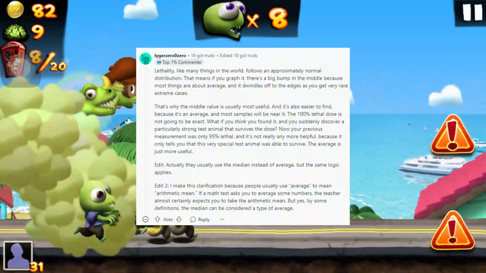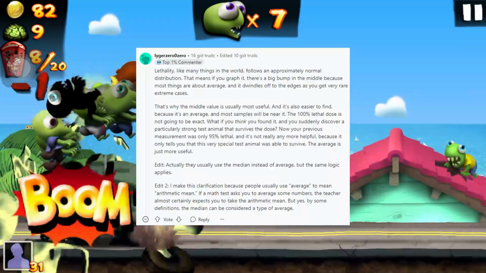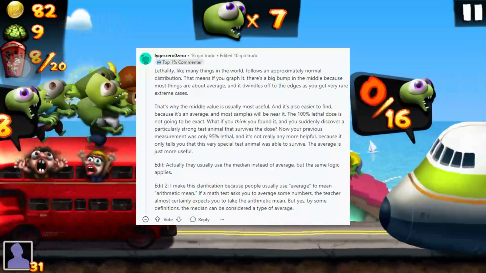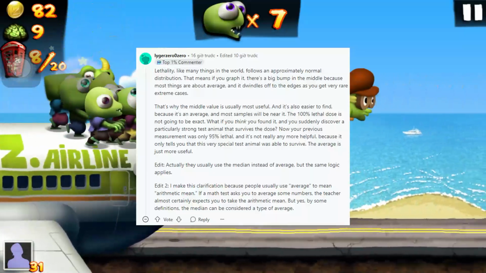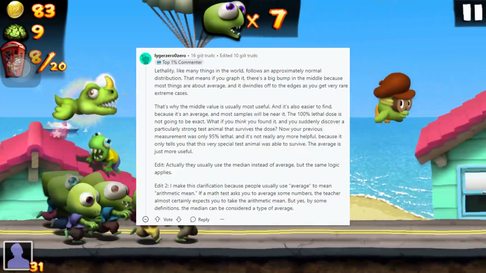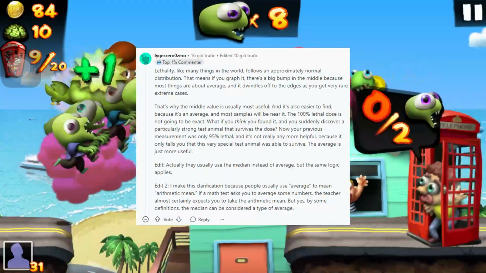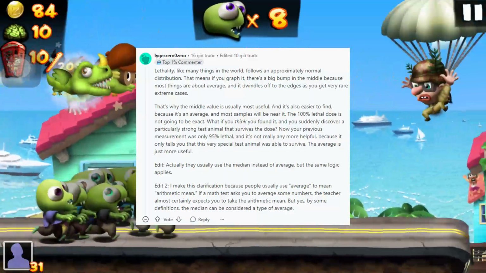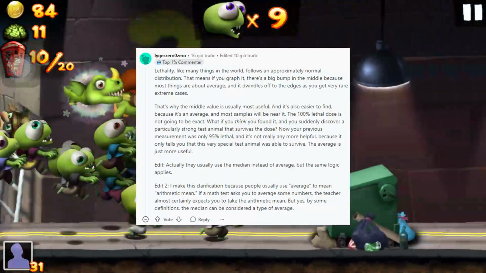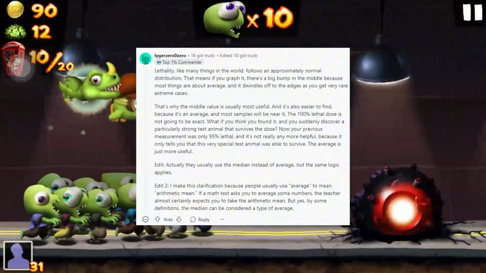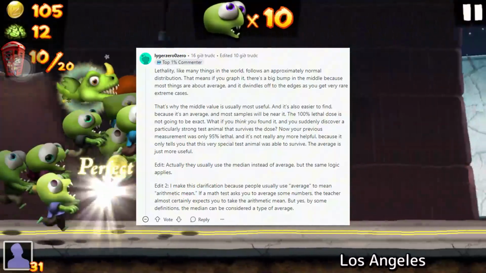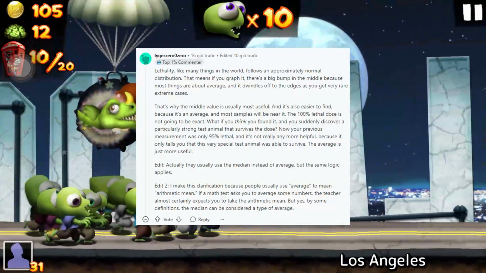Edit: Actually, they usually use the median instead of average, but the same logic applies. Edit 2: I make this clarification because people usually use average to mean arithmetic mean. If a math test asks you to average some numbers, the teacher almost certainly expects you to take the arithmetic mean. But yes, by some definitions, the median can be considered a type of average.